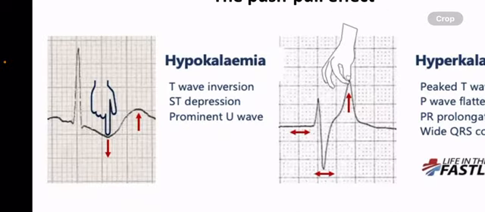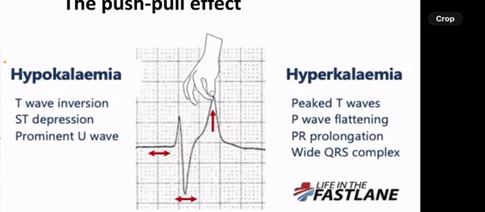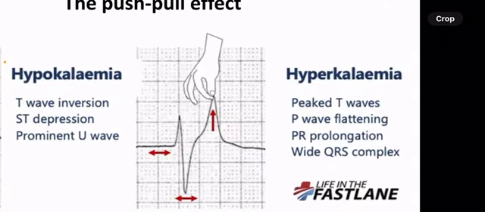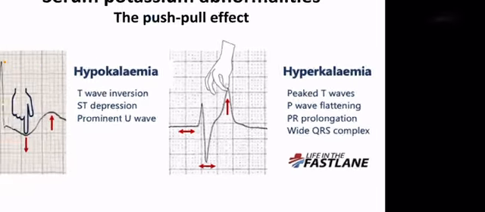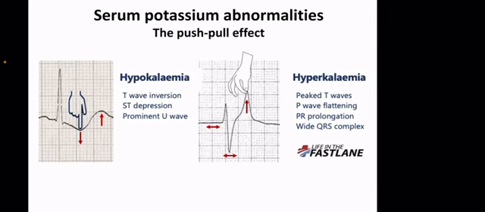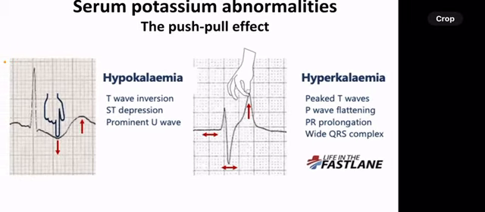So there is ST depression in hypokalemia. While in hyperkalemia, there is hyperacute or peaked T wave. Hyperkalemia shows peaked T wave and, as you can see, PR prolongation. There is PR prolongation but shortening of the QT.